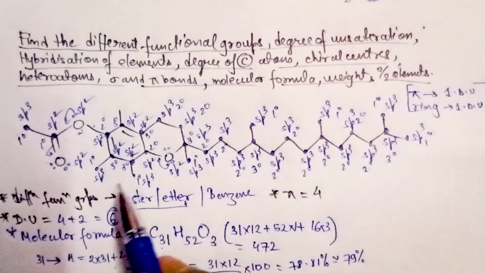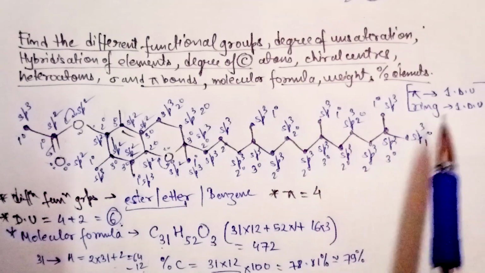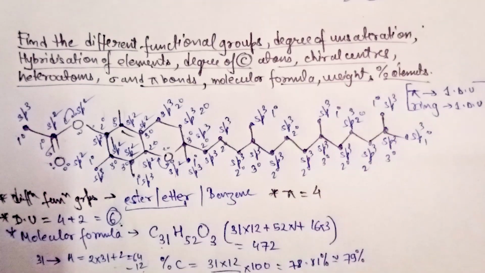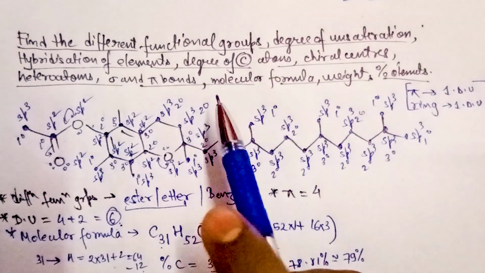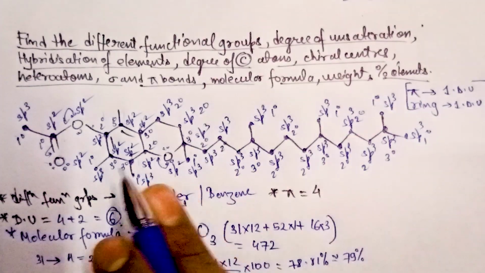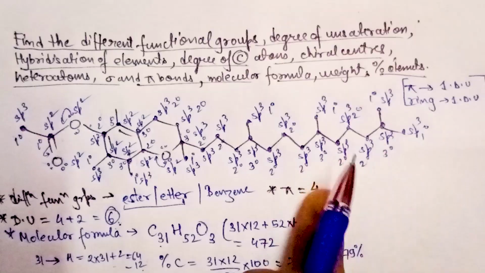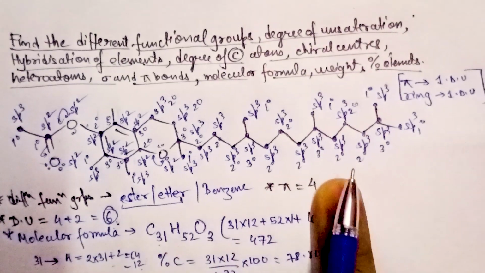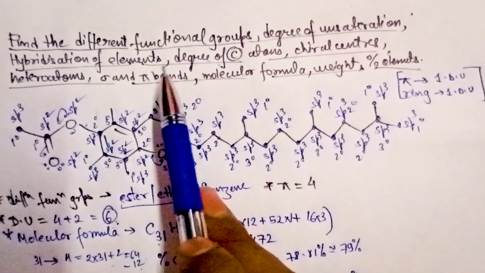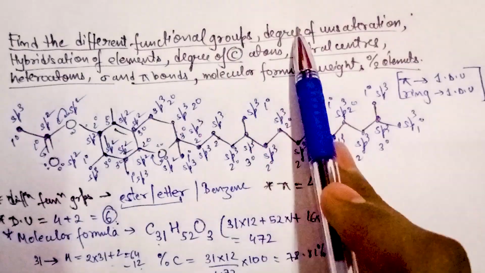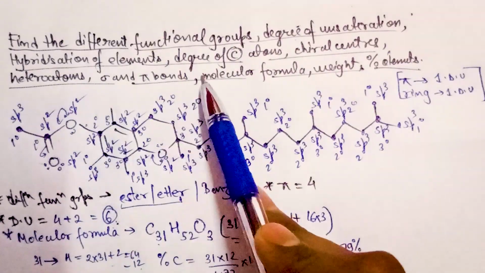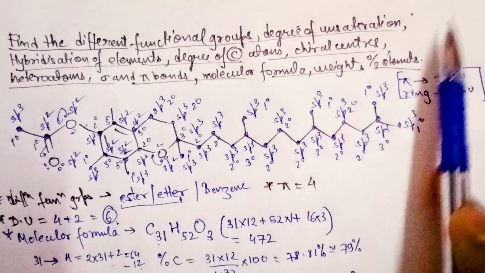Now you can clearly count the number of sp3 carbon atoms, sp2 carbon atoms, and sp2 oxygen atoms. And we have also found the degree of carbon atoms. There are no quaternary carbon atoms. There are only tertiary, secondary and primary carbon atoms present here. We have found out the functional groups, degree of unsaturation, hybridization of elements, and degree. We need to find the chiral centers.